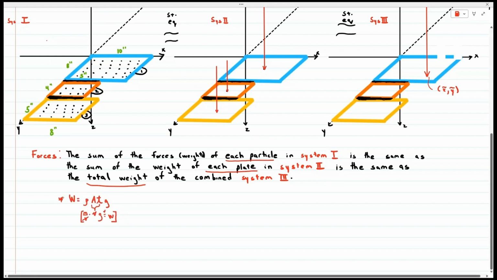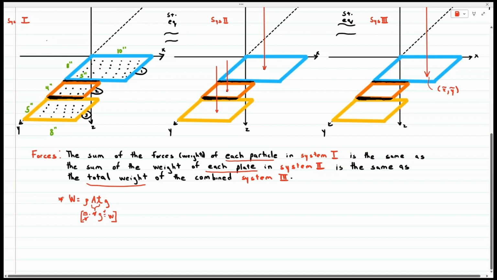How would we compute the weight of this object? We would take the density, which is the mass per unit volume, multiply it by the volume, which is the area of a plate multiplied by its thickness, multiplied by gravity, because mass times gravity is equal to the weight. This would help us satisfy that first condition.